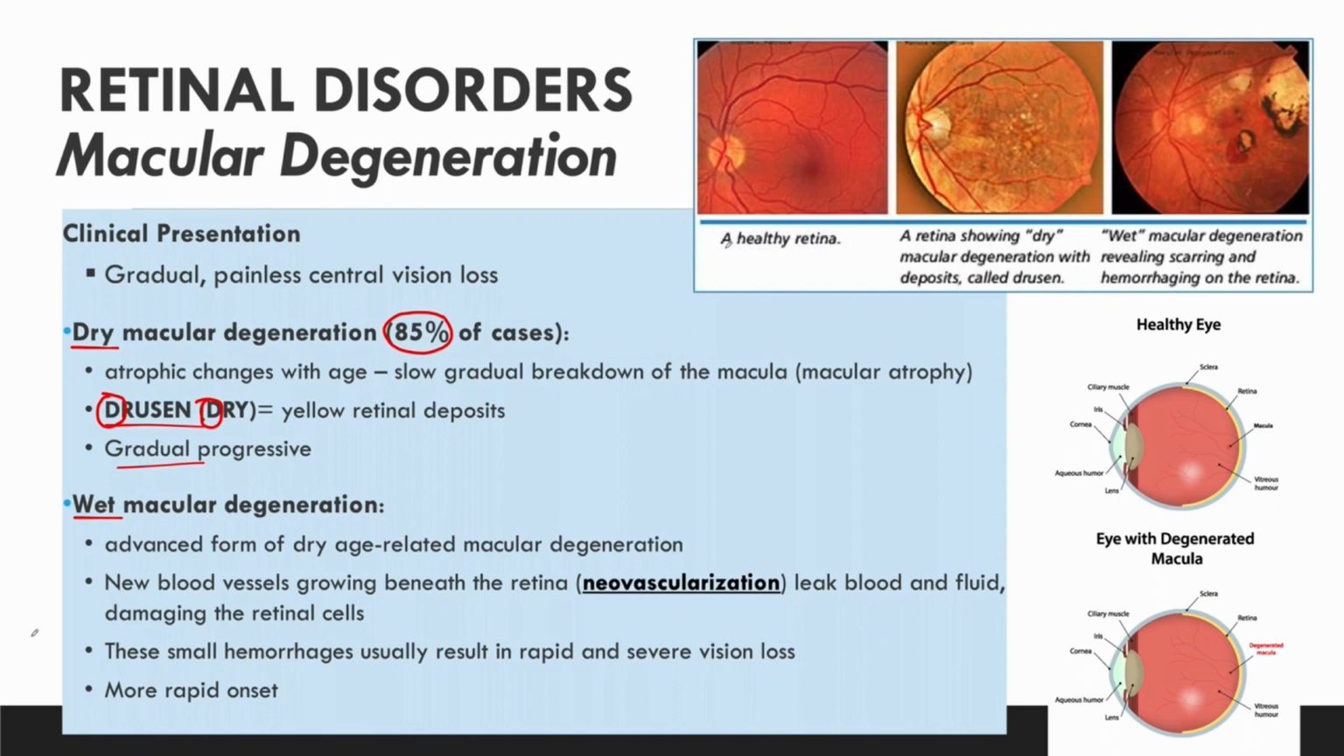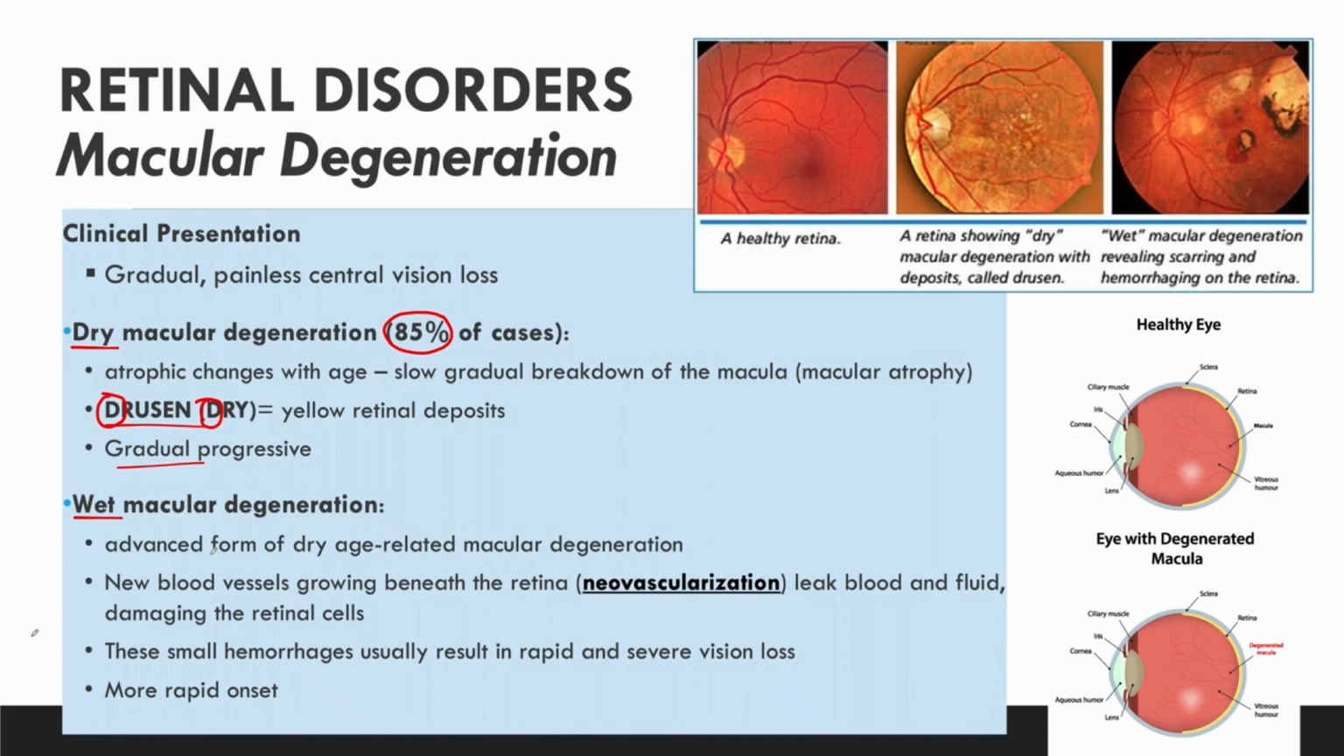Now, wet macular degeneration is not as common, and it's more advanced, kind of like the next step up from dry. And that is when you get these deposits along the macula. The body tries to start creating new vascular pathways to supply that part of the eye. And these new blood vessels are weak, kind of baby blood vessels that just are not good at maintaining their integrity. So they tend to leak.